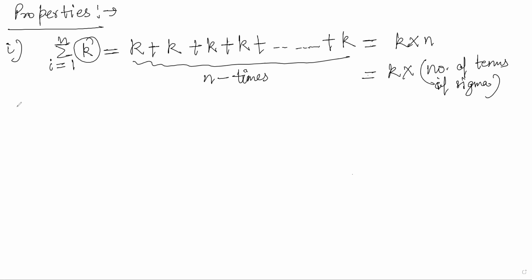Let's apply this. For example, you're given this question that i is from 1 to 4, and here you got 7. So when you put i as 1, the answer will be 7 only. When you put i as 2, the answer will be 7 only. When you put i as 3, this will be 7. When you put i as 4, this will be 7, because this does not depend on i. So you can directly write it as 7 into 4, because you are adding 7 four times. So instead of adding 7 four times, you can directly write 7 into 4, which will be 28.